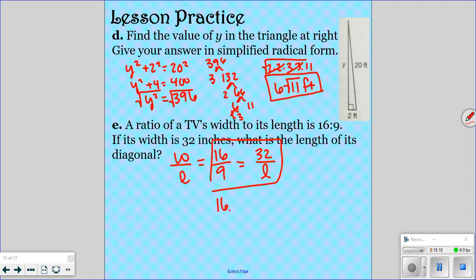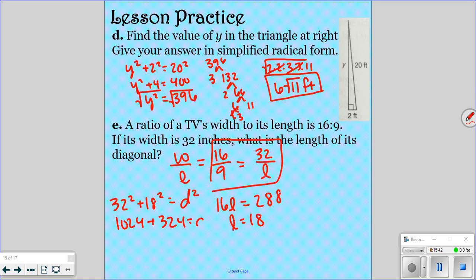So 16L equals 288. And then if you divide by 16, your length is equal to 18. So now we can find the diagonal. The width was 32, the length is 18, and we don't know the diagonal length. So 32 squared is 1024. 18 squared is 324. If you add those together, you get 1348.